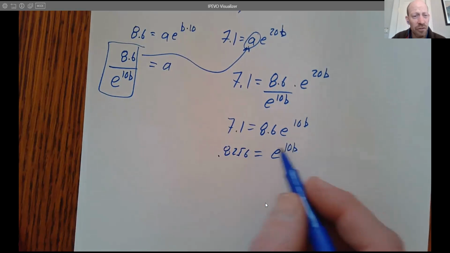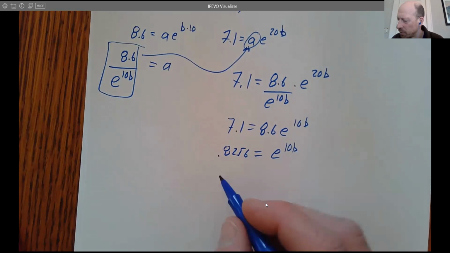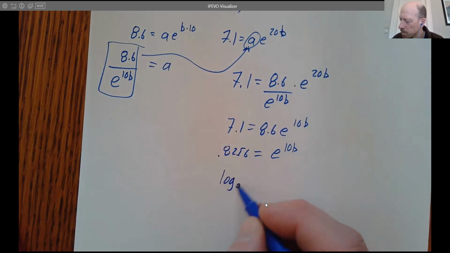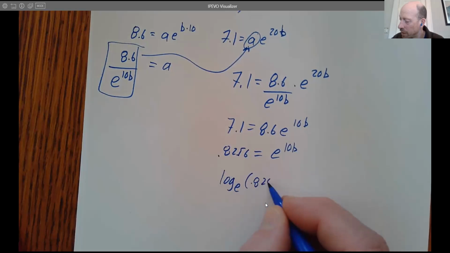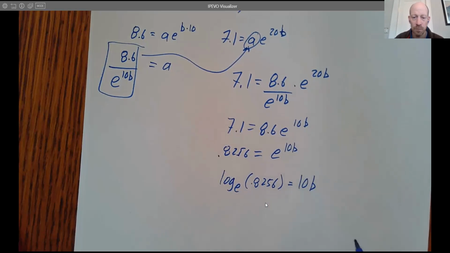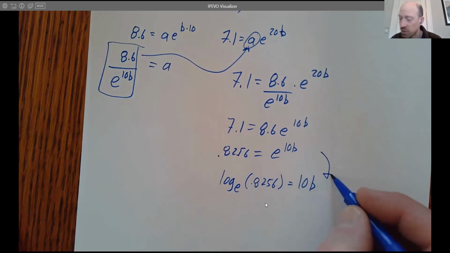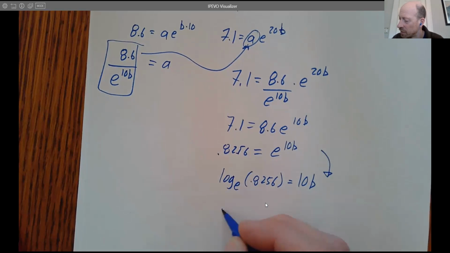This is an exponential equation, and the easiest way for me to solve it is to rewrite it into a logarithm, actually, right? So this becomes the base of my logarithm: the log of this decimal, 0.8256, is going to equal 10B. So that's my conversion to a logarithm. We converted some logarithms to exponents. Here I'm converting an exponent to a logarithm. This is the natural log.